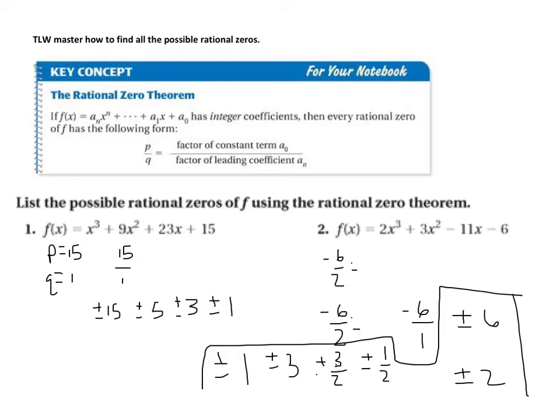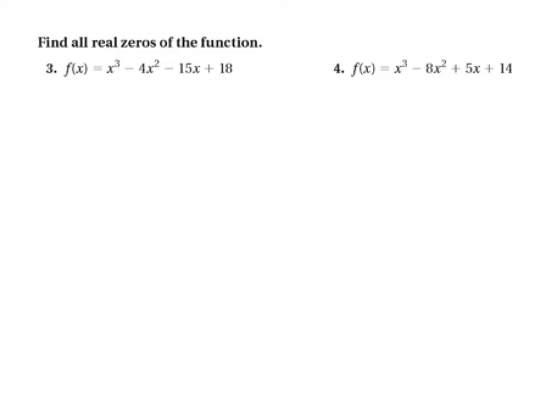So let's try to use these now. Find all the real zeros. So here's the thing. You can look at plus or minus 18, plus or minus 9, plus or minus 6, plus or minus 3, and plus or minus 1. So go ahead and enter the equation into your graph: x to the third minus 4x squared minus 15x plus 18. So use that, and it looks like one of them is negative 3.